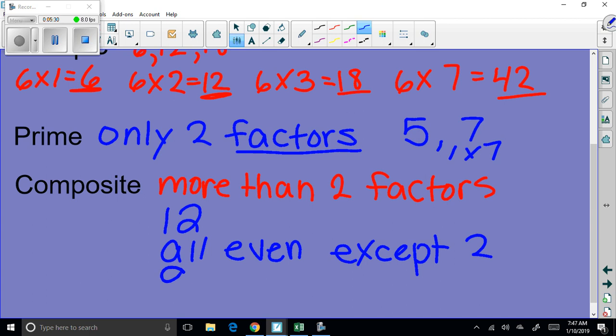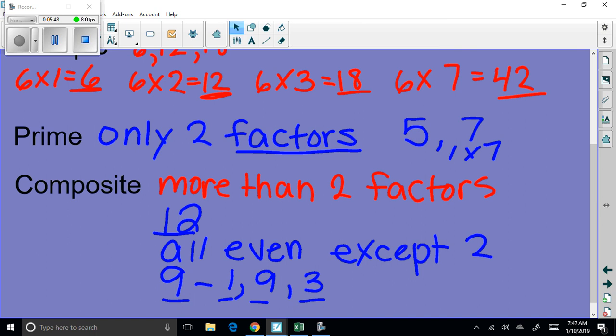So you have 9. 9 has factors of 1 and 9, because 1 times 9 is 9, and also 3, because 3 times 3 is 9. 9 has 3 factors, so it is composite. Again, you can see all of this in the video, Sieve of Eratosthenes. Okay, that is factors, multiples, prime, and composite.